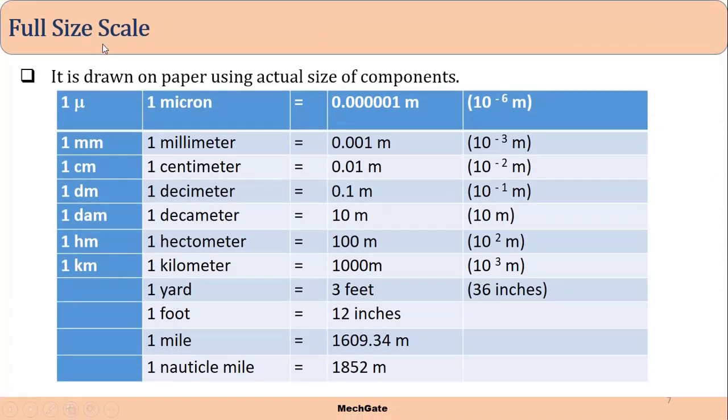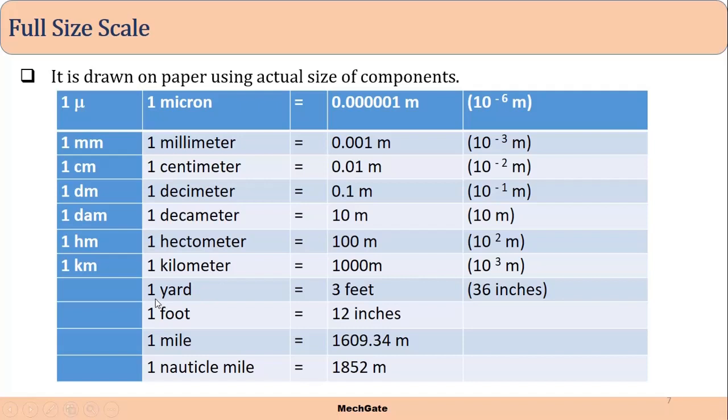Next is the full size scale. It is drawn on the paper using the actual size of the component. The conversion table of units is given. 1 micron is equivalent to 10 raised to minus 6 meter. All these SI units we have already discussed. 1 kilometer equals 1000 meter.